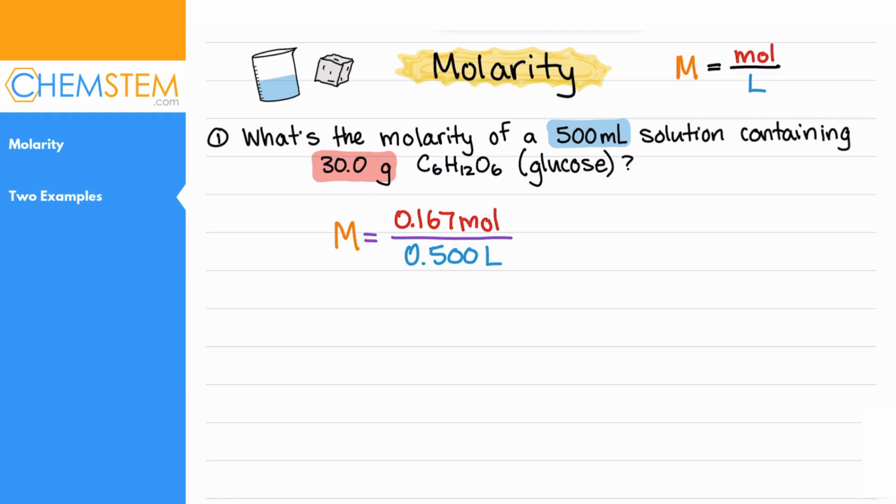If you do your math, then you're going to get an answer of about 0.33 molar. So that's how you say the answer. That would be the concentration or the molarity of a solution that has 30 grams of glucose dissolved within it, and the total volume is 500 milliliters.